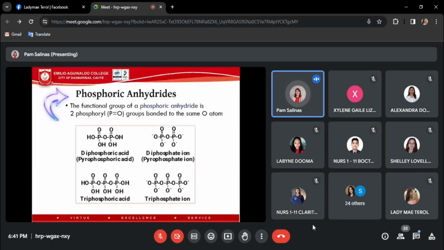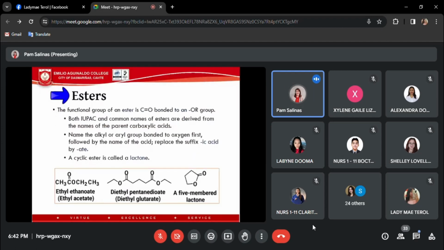We also have diphosphate ion or pyrophosphate ion. So we also have triphosphoric acid and triphosphate ion. So this includes the phosphoric anhydrides which are bonded with 2 phosphoryl groups. Okay? Next, ester. So that's one carboxylic acid derivative.